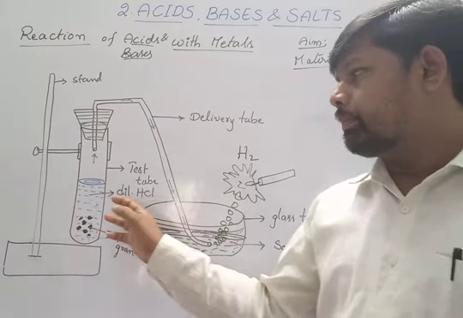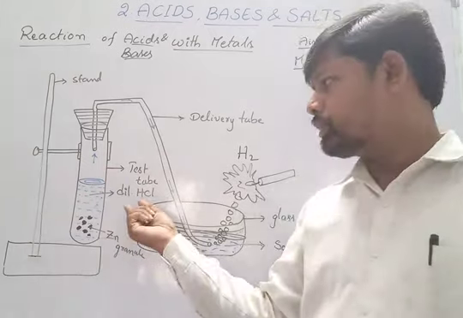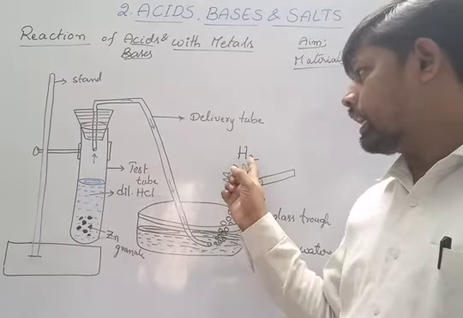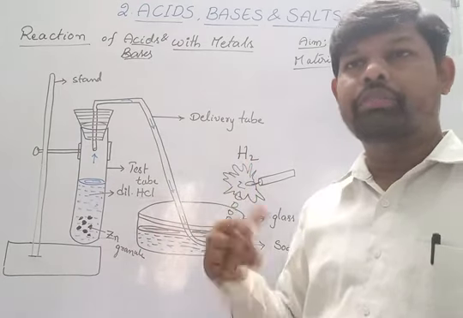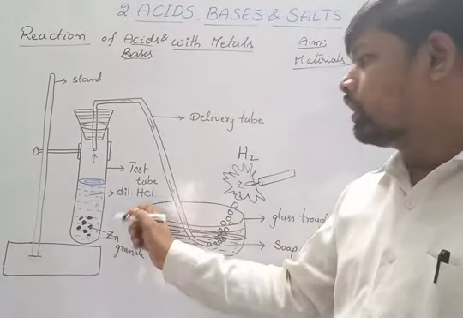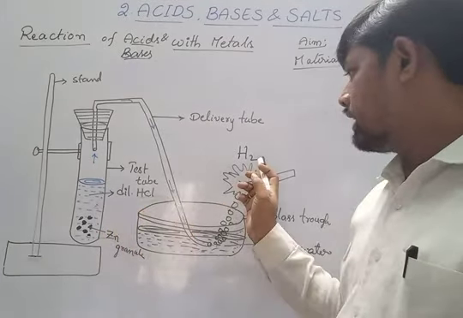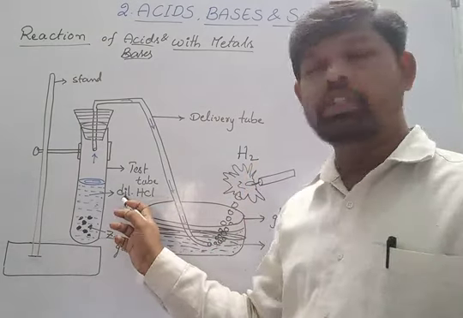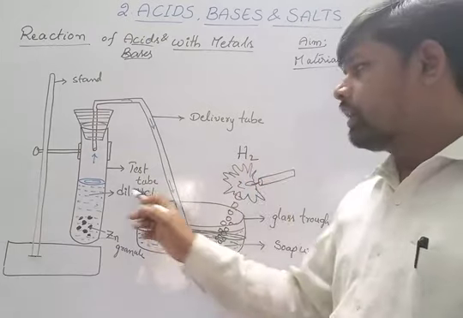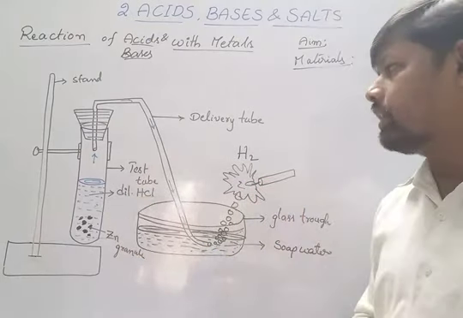H2SO4 is also an acid. You can take different acids and test for the gas, to check whether the same gas or different gases are evolved. When you check with dilute HCl, H2 gas is evolved, and when you use dilute H2SO4, H2 gas is evolved again. You can use HNO3 also. Again, H2 gas is evolved.